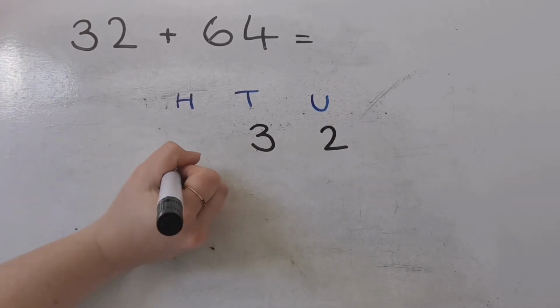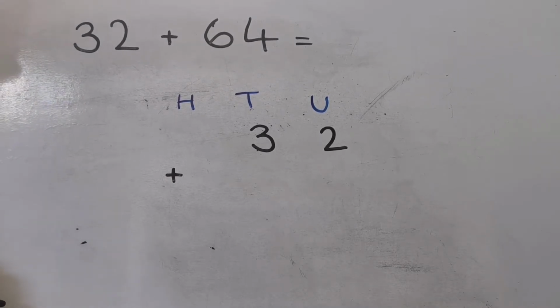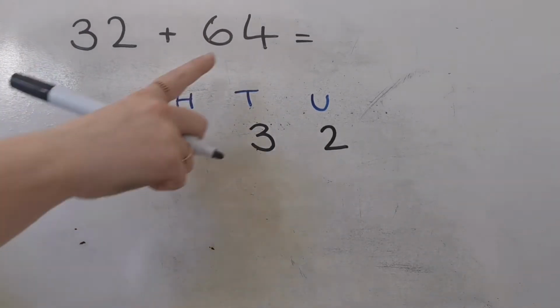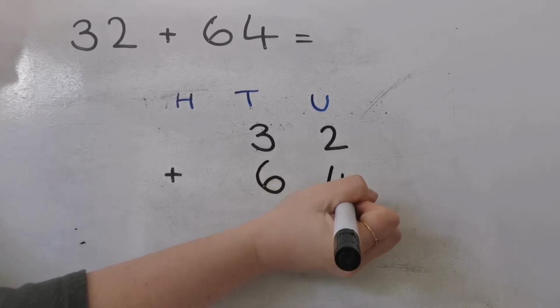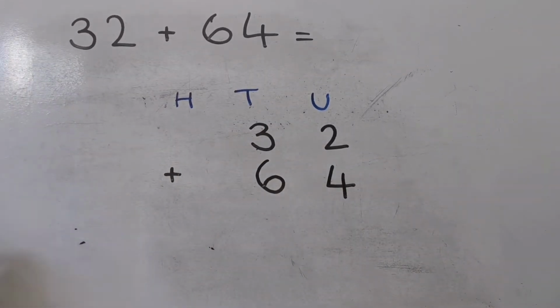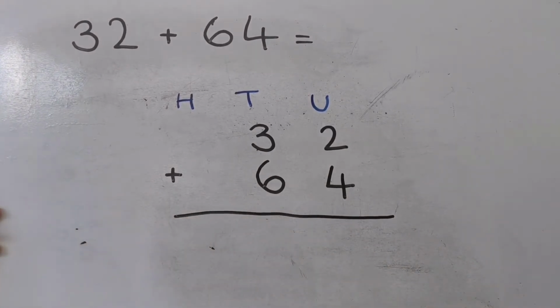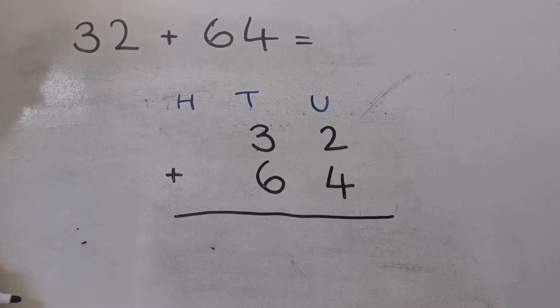Now it is an addition problem, so I'm going to pop my plus sign to remind myself that I'm going to be doing adding. Okay, and I can do exactly the same with my number 64. So in 64, we have 6 tens and 4 units. Great, when I'm ready to start my problem, I can draw a line, and then this way I know that this is where I'm going to be writing my answer.